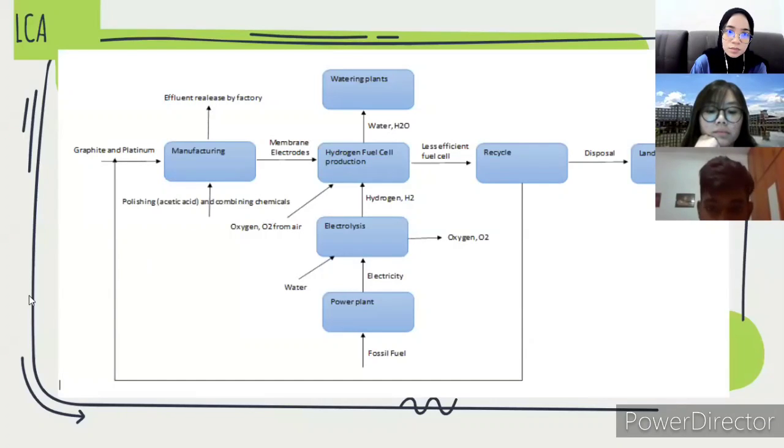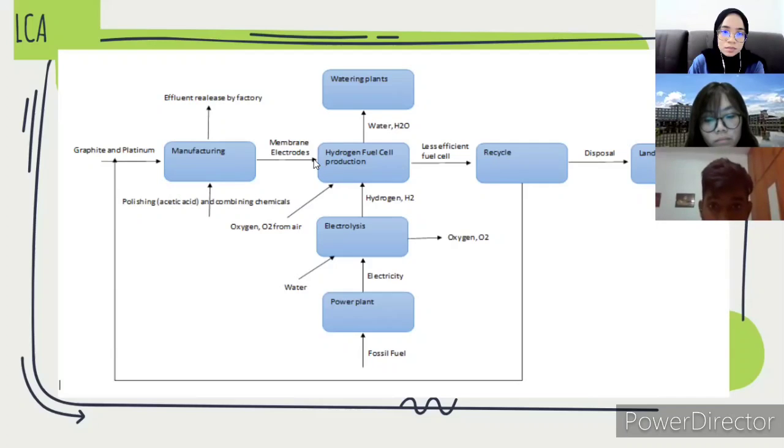So this is the life cycle analysis for the hydrogen fuel cell. First is the graphite and platinum, the raw material for the cathode and anode of the fuel cell. First, they enter the manufacturing stage. For the manufacturing stage, polishing and combining chemicals like acetic acid will be used, and some of the chemical effluents will be released to the factory. And after the manufacturing, membrane electrodes are produced.